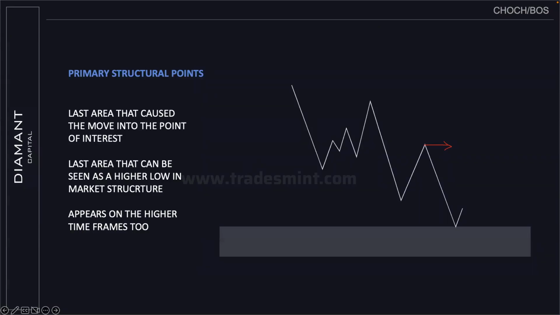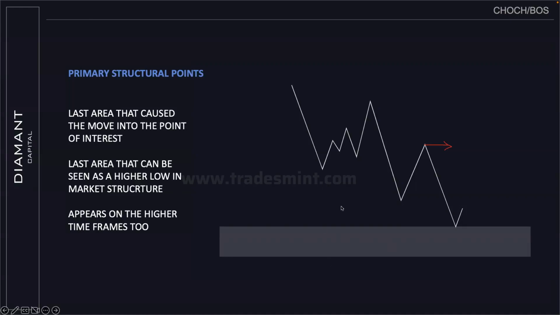Now, in terms of primary structural points, this is a very, very key bit of information, especially when we start talking about confirmation trades. And that's going to be the next topic that we get onto. But what are primary structural points? If you really had to define it, it'd be the last area that caused a move into the point of interest. That last area can be seen as a higher low in market structure, for example, in this downtrend, and it appears on the high time frames too. So remember these characteristics because they're going to be quite key, especially when we get into our analysis.